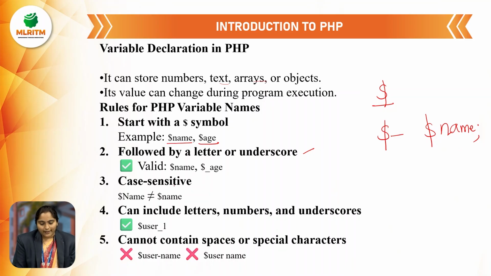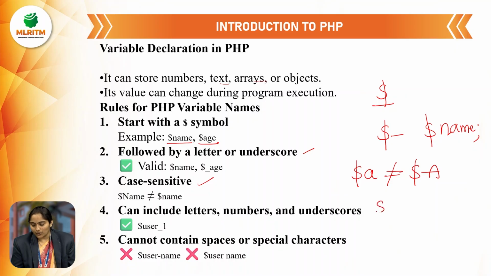And then in PHP, variable names are case sensitive. Case sensitive in the sense the uppercase letters are different from lowercase letters. So which means $a is different from $A. So this is case sensitive. And the fourth rule is it can include letters, numbers, and underscores. So after dollar and then a character name, you can give a number or else an underscore. You can declare a variable like this in PHP.